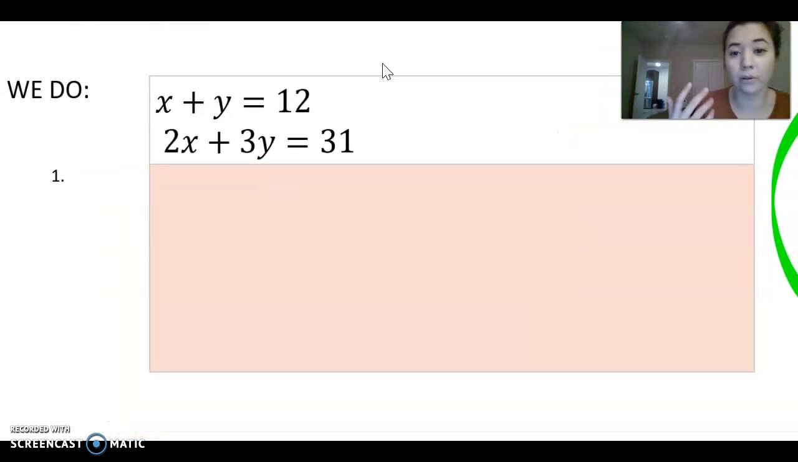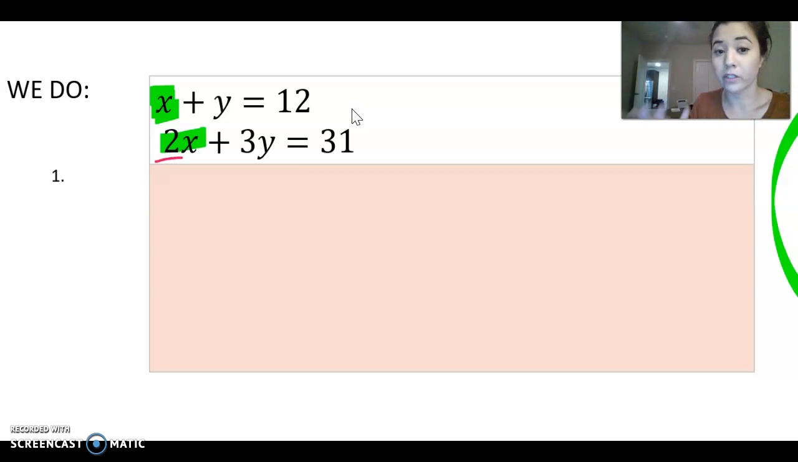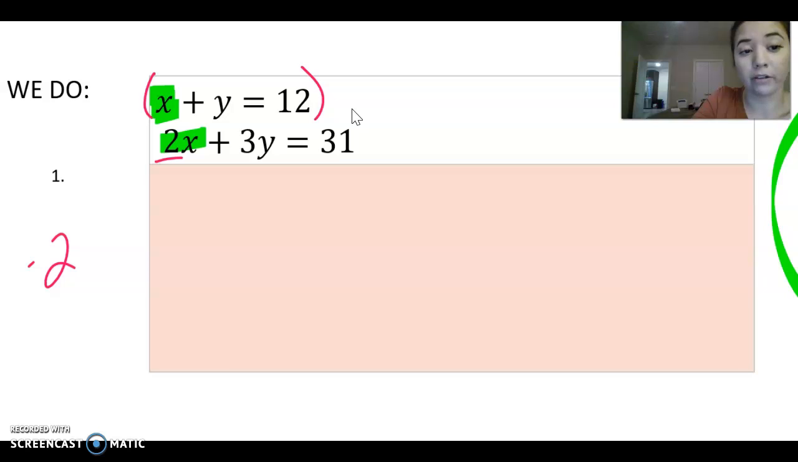So for this example, let's say I choose the x's here. I want to make the x's eliminate. Right now, this is a 2x. Remember, to cancel out a 2, I need a negative 2. They need to be equal and opposite. So I need to multiply this top equation by a number to make this x become a negative 2.